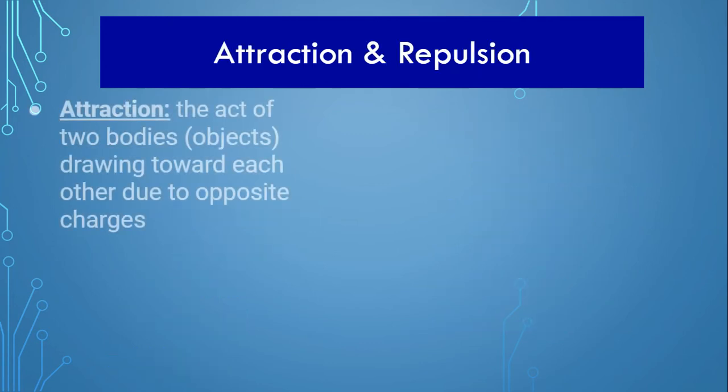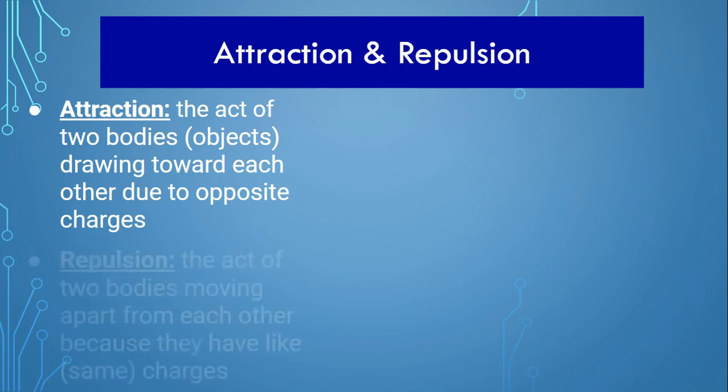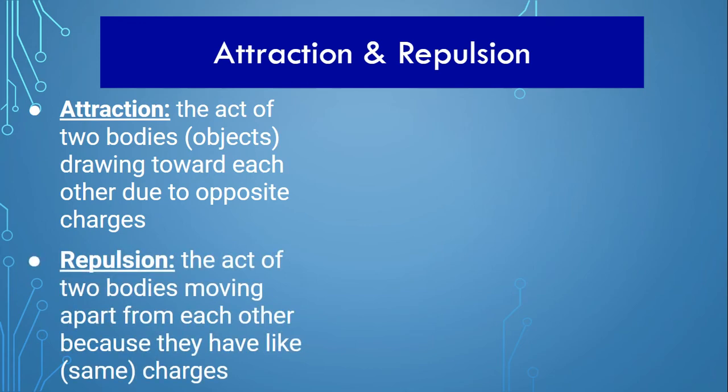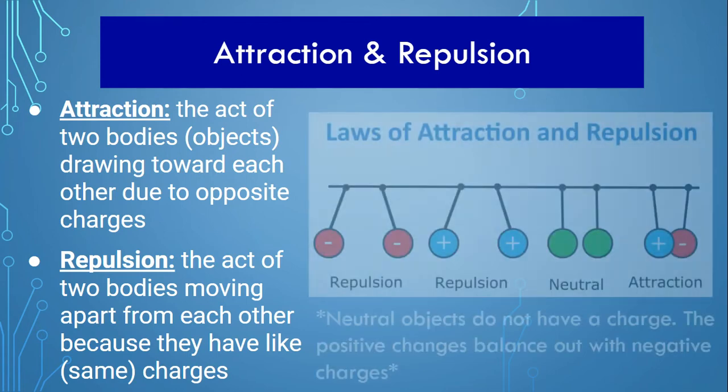All these insulators are materials that electricity does not want to flow through. Let's look at attraction and repulsion. Attraction is the act of two bodies, we call those objects, drawing toward each other due to opposite charges. Repulsion is the act of two bodies moving apart from each other because they have the same or like charges.